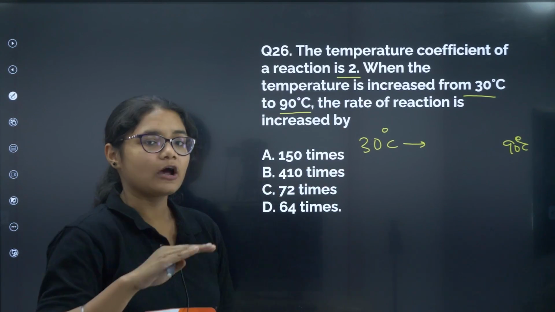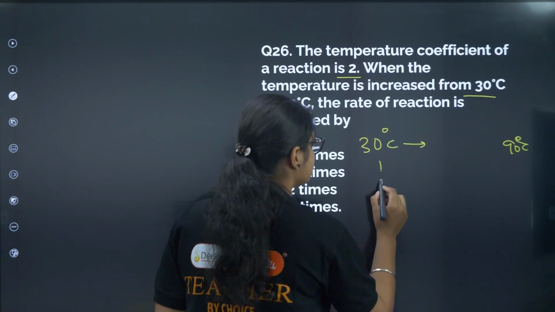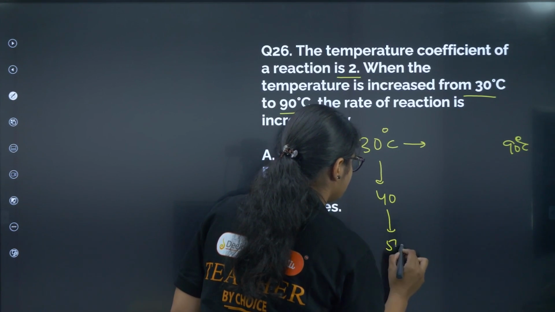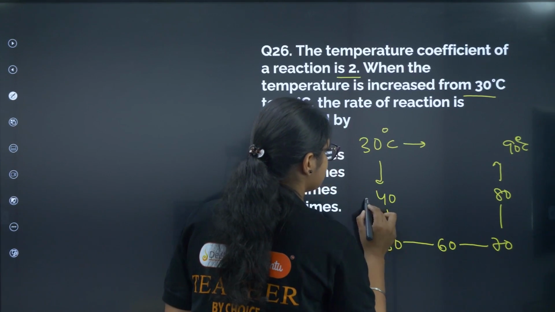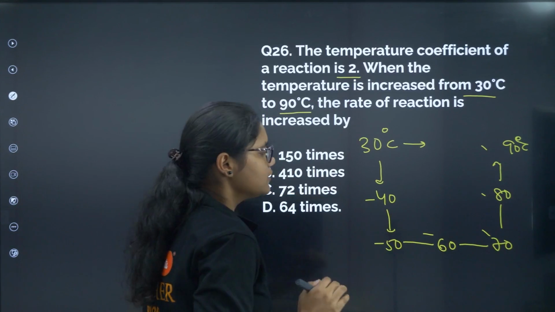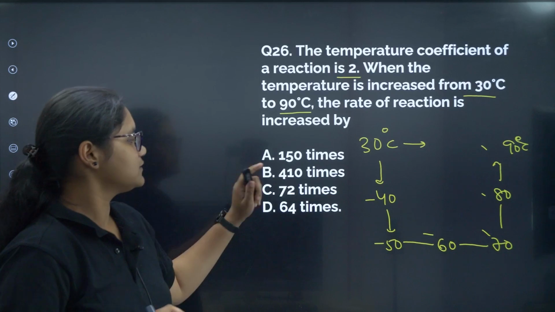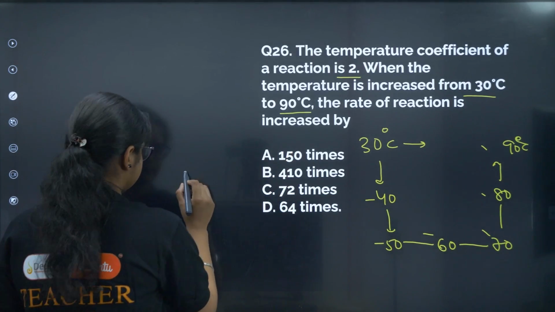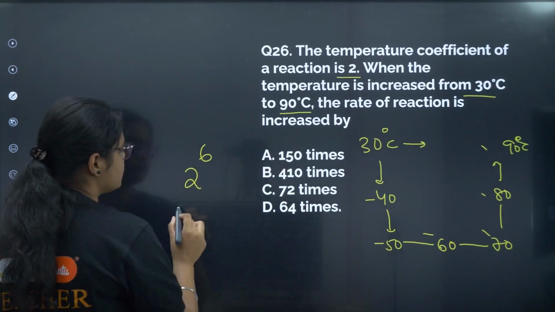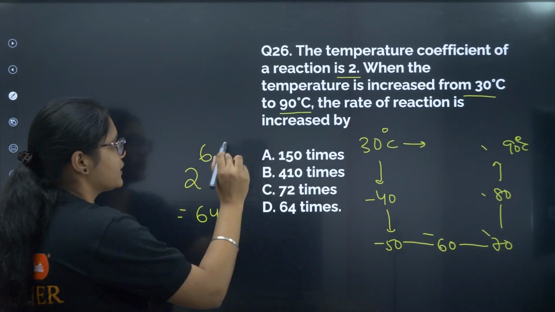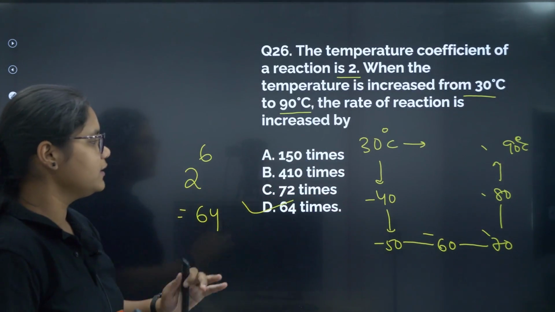Okay, so you have to tell here how many times the temperature increased in terms of 10. Means first we'll go 30 to 40, then 40 to 50, 50 to 60, 60 to 70, 70 to 80, and then 80 to 90. So 1, 2, 3, 4, 5 and 6. So we have increased the temperature 6 times by 10 degrees Celsius. So then what will be the rate? Here you have to take 2 to the power of how many times we have increased. That is 6 times. So 2 to the power of 6 is 64 times. So the correct answer for this question is option D. So you have to know a little about what is done here.